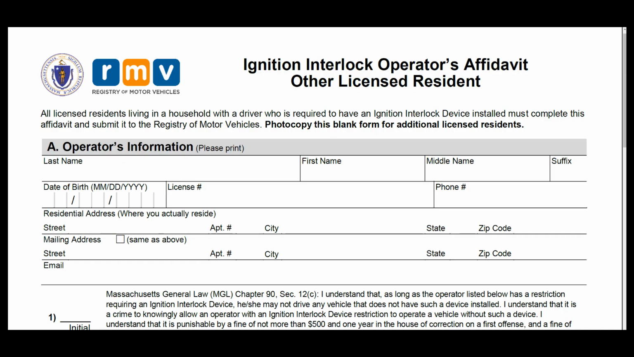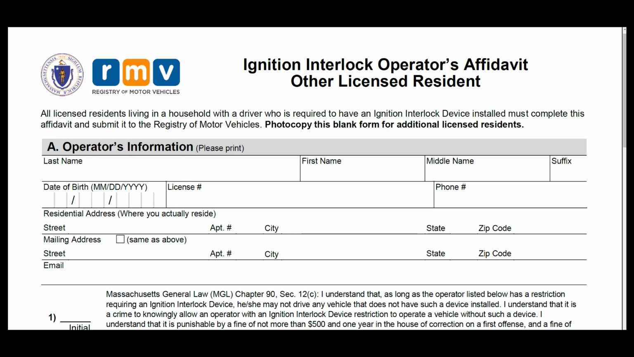I wanted to talk to you about the Ignition Interlock Other Licensed Resident Affidavit. This is an affidavit that will be filed by someone who lives with you if you have an Interlock restricted license. Any member of your household who has a valid driver's license must submit one of these forms.